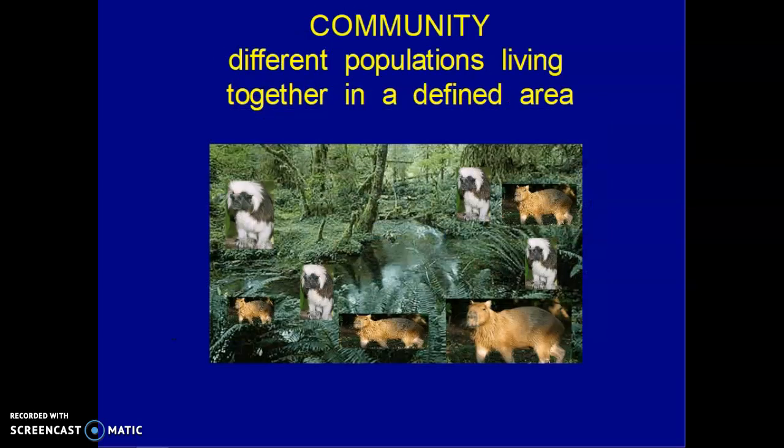All right, then moving up is a community. Like we think of communities like our neighborhoods and stuff. A community in terms of biology are all the living things that are in one area. So if you look at this community that I have up here, I have the capybara, I have the lemurs, I have the ferns. Okay, so it is all the living things in one particular area.